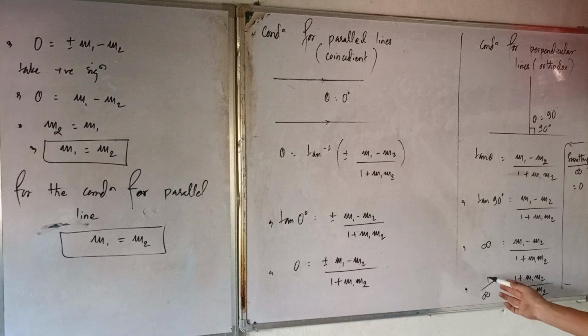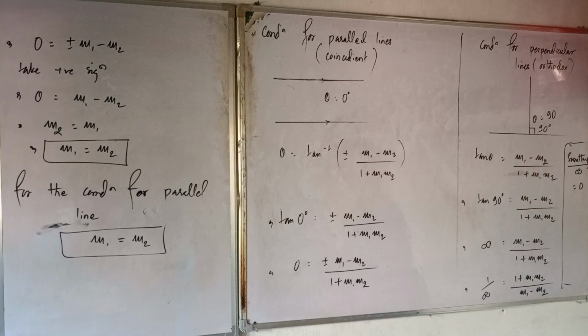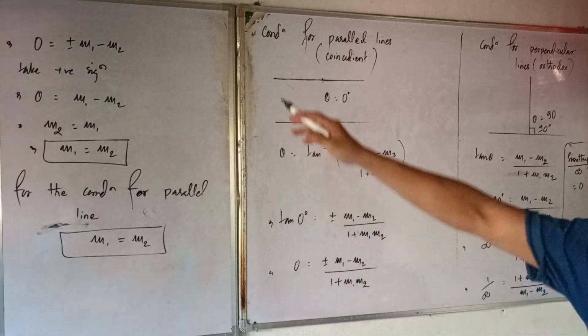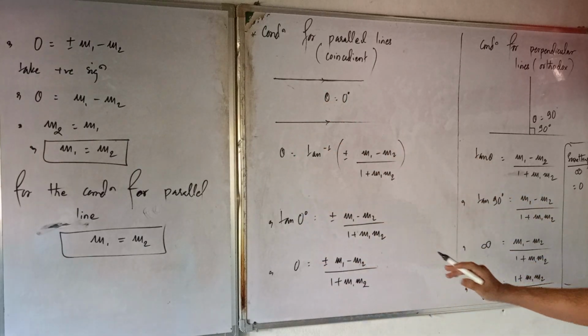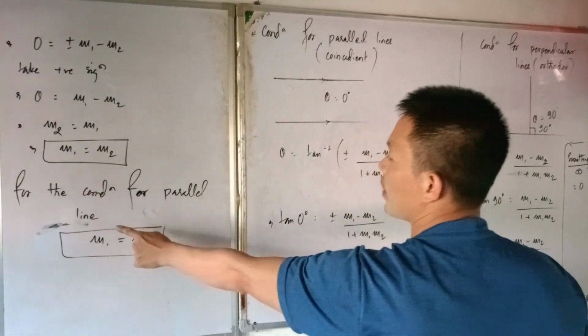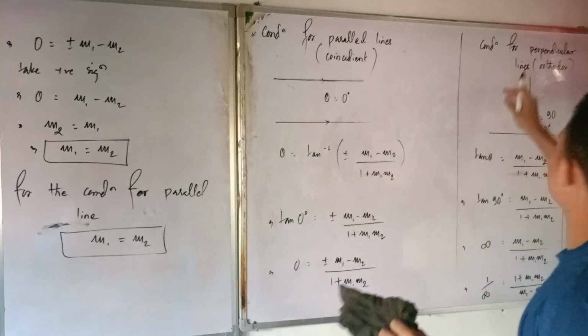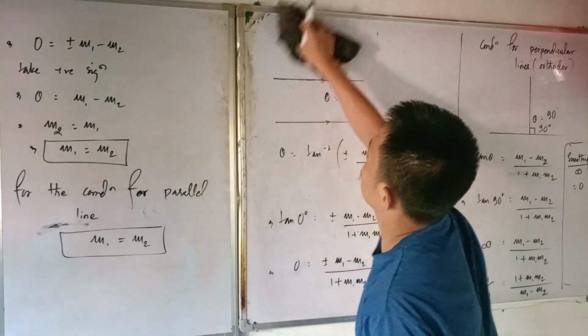Whatever there will be, any numbers 1, 2, 3, 4, any variables, whatever it will be, if something is divided by infinity, the resultant will be 0. So I'm going to rub that part. So this is the condition for parallel lines or coincident lines. Now for perpendicular lines, I'm going to rub this here.